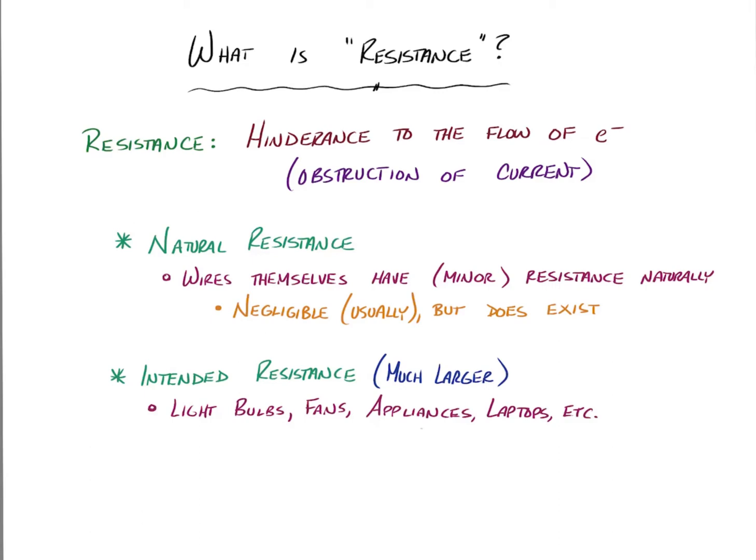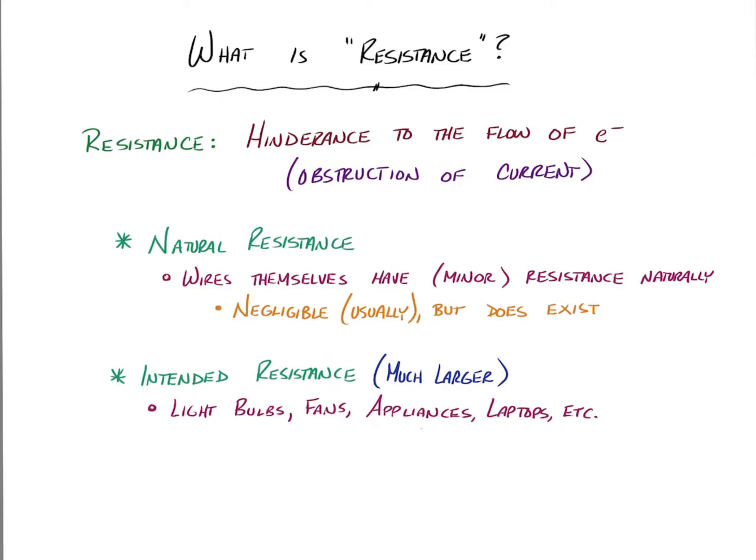What we will be looking at is the intended resistance, and that's going to be much larger. So that's the resistance that's designed into light bulbs, fans, appliances, etc. That's much, much larger than the natural resistance. We can't ignore that. The intended resistance of different objects is literally what slows the current down, and that's going to have impacts on the entire circuit.